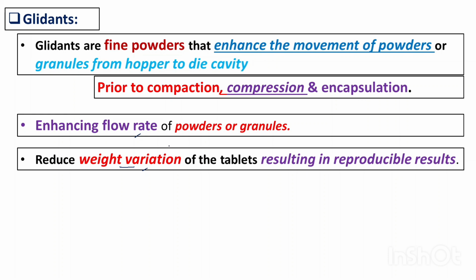Due to the hampered flow, the proper amount of granules will not reach the die cavity, but the machine is running, so the compression is done. After compression, the tablet will have a different weight because of the poor flow rate. To mitigate that problem, we need to use glidants, the fine powders, which will improve the flow rate, right? Also, it will reduce the weight variation problem in the tablet manufacturing process, right?